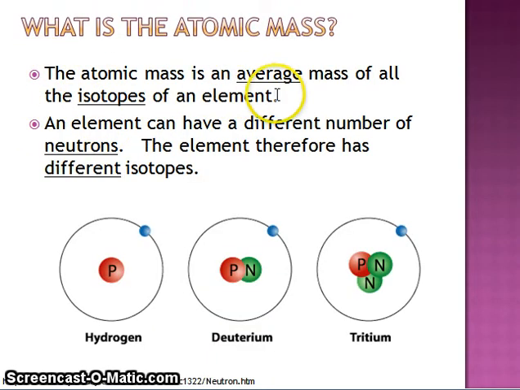The atomic mass is an average mass of all the isotopes of an element. An element can have a different number of neutrons. The element therefore has different isotopes. So for instance, hydrogen can have no neutrons. It can have 1 neutron, or it can have 2 neutrons. In this case, each one of these has a different mass. As we have more neutrons, we have more mass. But most hydrogen exists, as we know it, in the form of hydrogen with no neutrons.